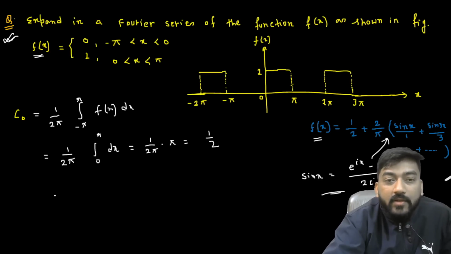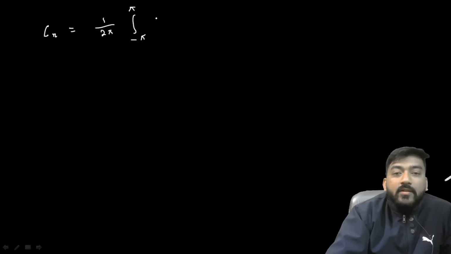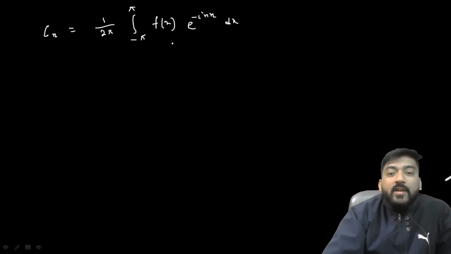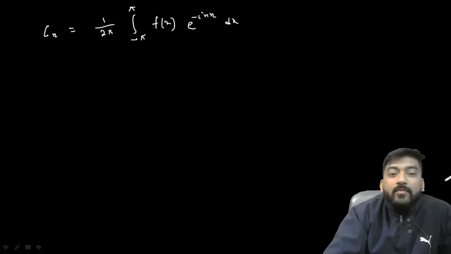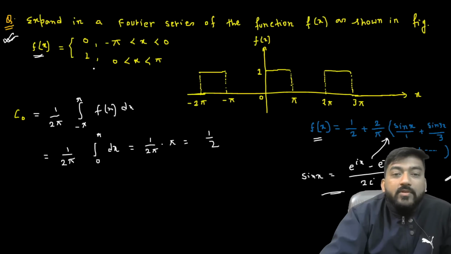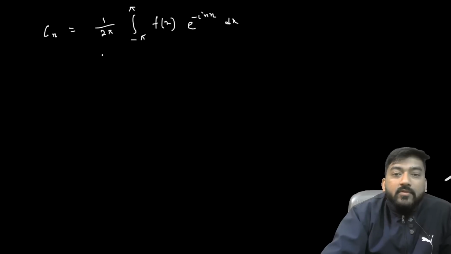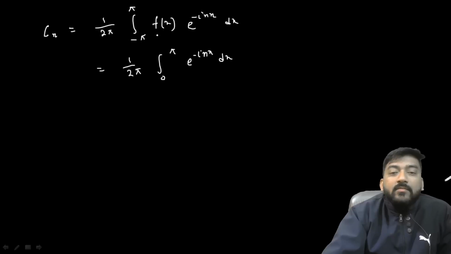Let me find out cn. Now what we have, the expression of cn is just 1 upon 2 pi integration minus pi to pi f of x e to the power minus inx dx. And what is f of x? f of x is 1 for 0 to pi, and otherwise it will be 0. So you will get just 1 upon 2 pi integration 0 to pi e to the power minus inx dx.